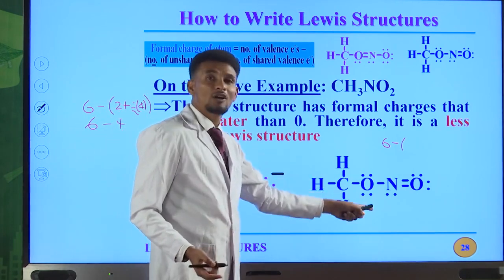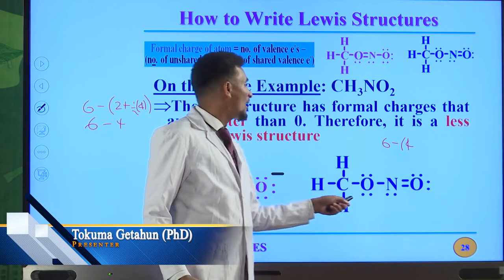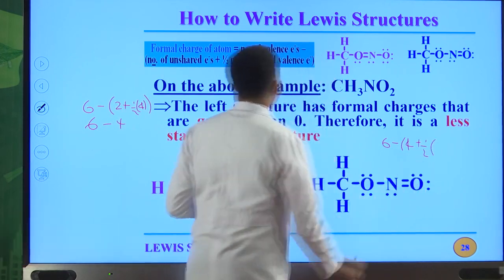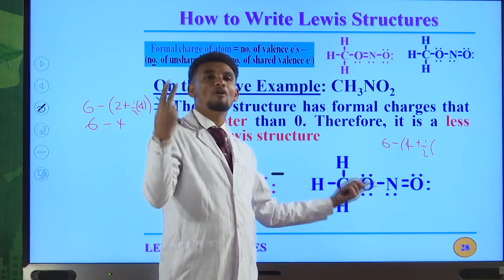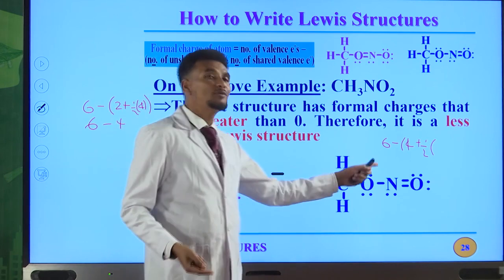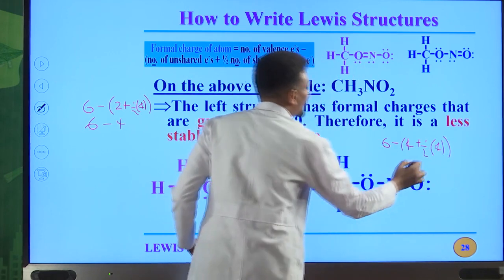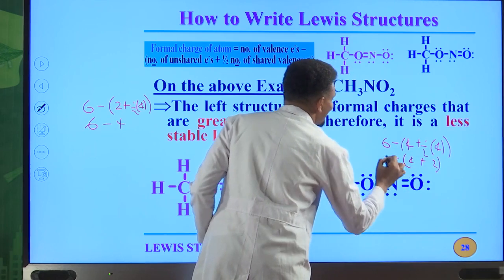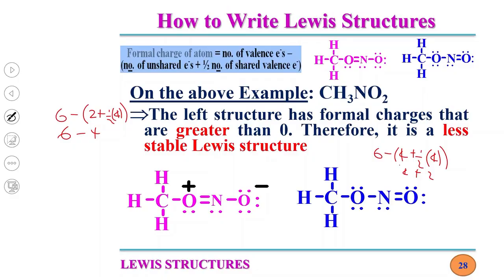Number of unshared electrons: 1, 2, 3, 4. We have 4 unshared electrons on the oxygen atom, plus half of the number of shared valence electrons. 1, 2, 3, 4, because we have 2 bonds and each bond is formed from 2 electrons. 2 times 2 equals 4. Therefore 4 divided by 2 is equal to 2. So 6 minus 4 plus 2, 6. This is equal to 0.